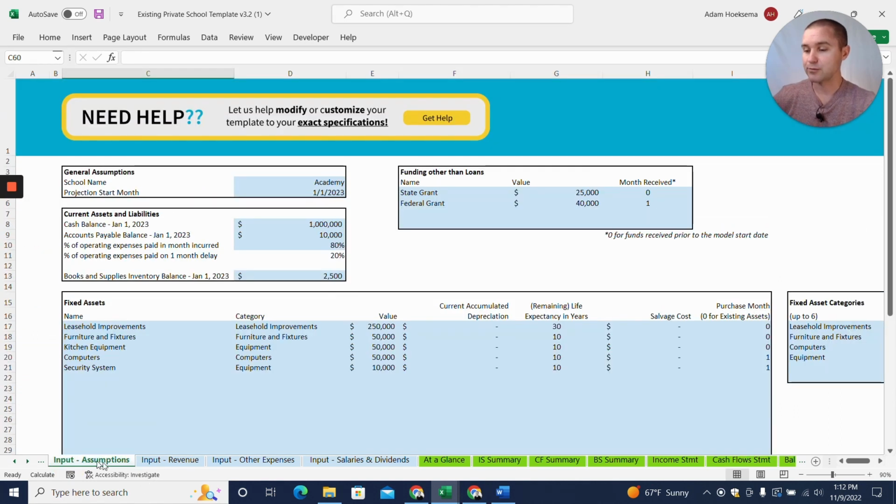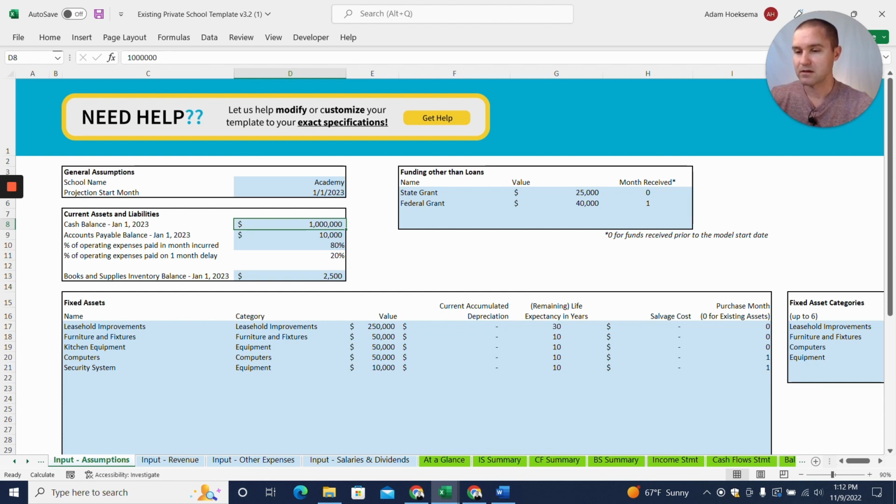All right, with that, let's dive into the input tab. So I'm on the input assumptions tab here. Any cell that's highlighted in blue is an assumption that you can change. So we can say we're going to start in January of 2023, and we have $1 million in cash in the bank. Maybe tuition just came in, so we've got cash in the bank here.